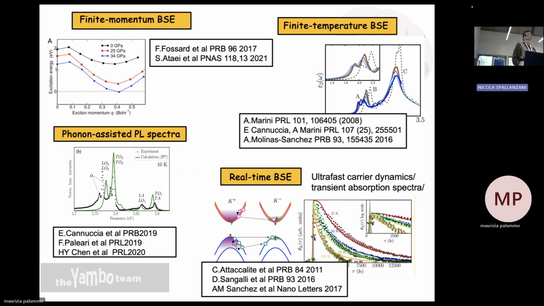There have been many developments in the last years. For instance, there is the possibility to include not only optical properties, but also finite-momentum excitons, which are very important in two-dimensional materials. It is also possible to include finite-temperature Bethe-Salpeter. There are references here. Also, I mentioned that photoluminescence quite often involves electron-phonon or exciton-phonon interaction, and it is now possible to calculate phonon-assisted PL spectra.